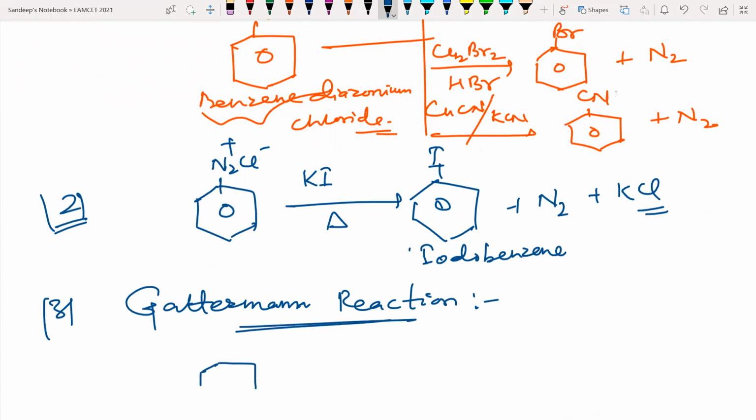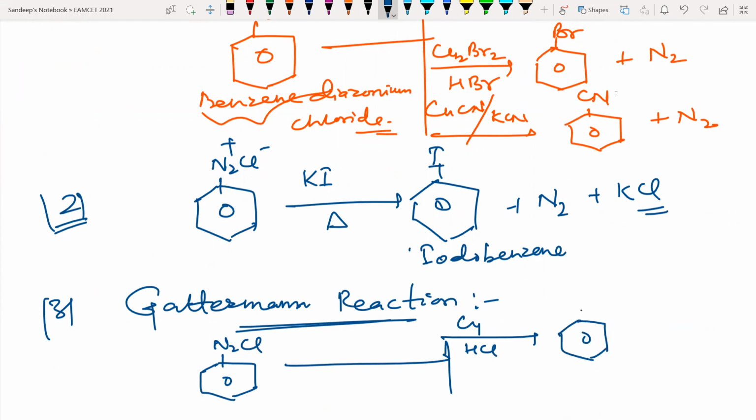So if you take benzene diazonium chloride and treat it with Cu/HCl, you will get chlorobenzene, and with Cu/HBr, you will get bromobenzene. The yield in case of Gattermann reaction is less.